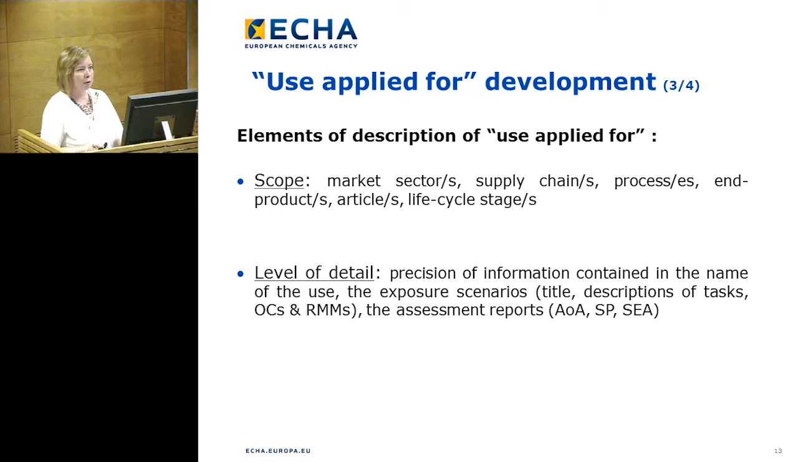The elements of the description of use applied for include the scope, such as market sector, supply chain elements, processes covered, but also end products, and article life cycle stages, if relevant. The level of detail, well, we need precise information in the name of use, but also in the exposure scenarios and in the assessment reports.